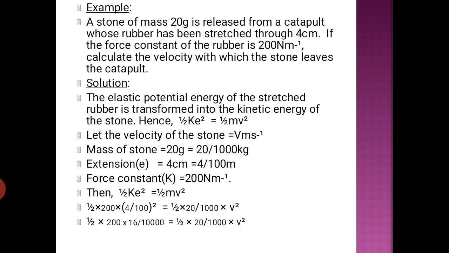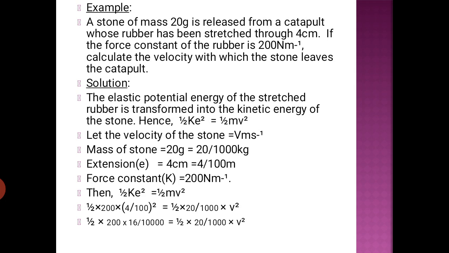Now, we are looking for the velocity. We have to use something to represent that velocity. So we say, let the velocity of the stone be v meter per second. Mass of stone equals 20 grams, which was given. Convert it to kilogram, you will have 20 over 1000 kg.